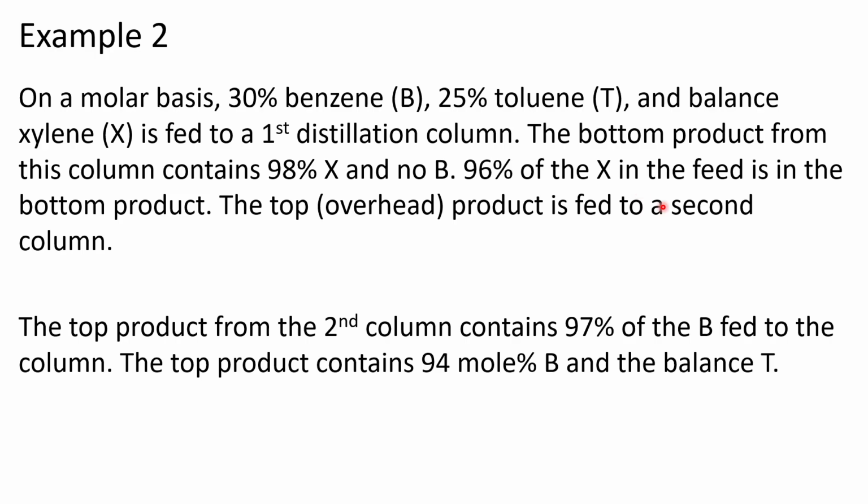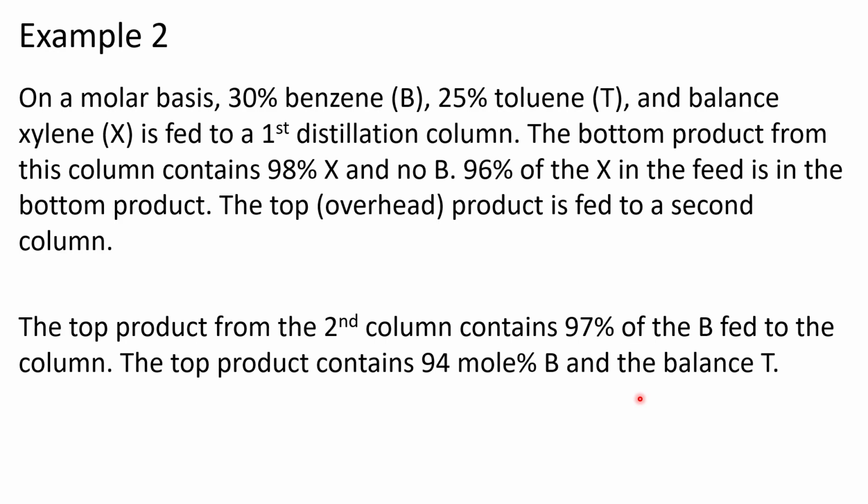The bottom product from this column contains 98% xylene and no benzene. 96% of the xylene in the feed is in the bottom product from this first column. The top product, or the overhead product, from this first column is fed to a second column. The top product from the second column contains 97% of the benzene fed to the second column, while the top product contains 94 mole percent benzene and the balance toluene.